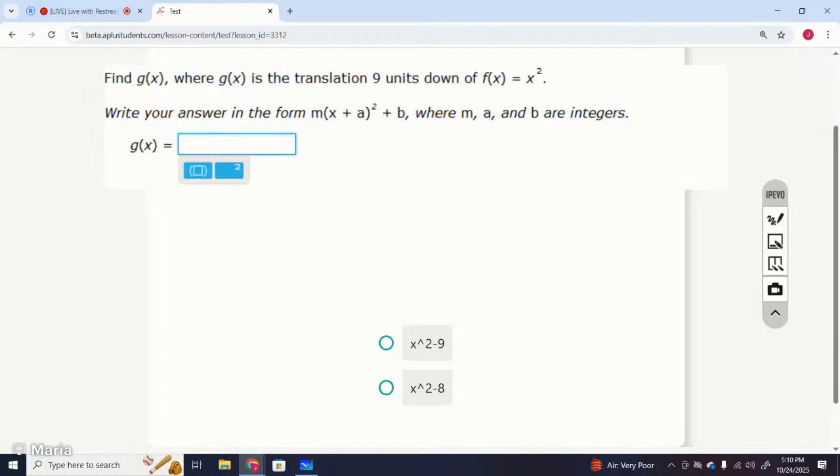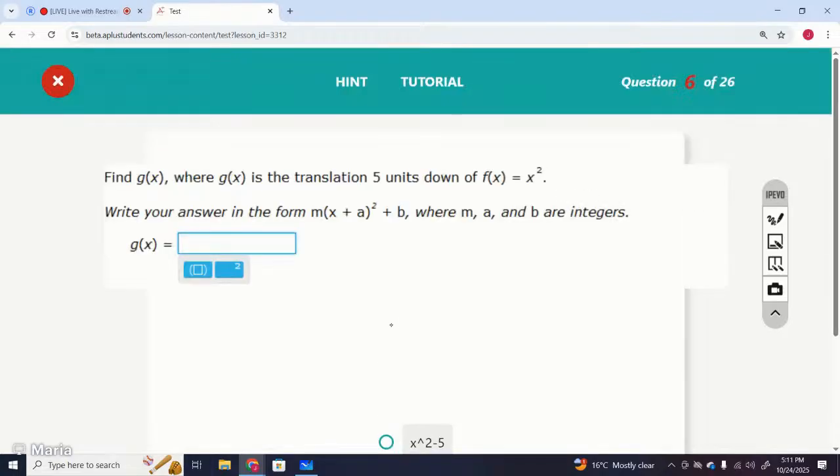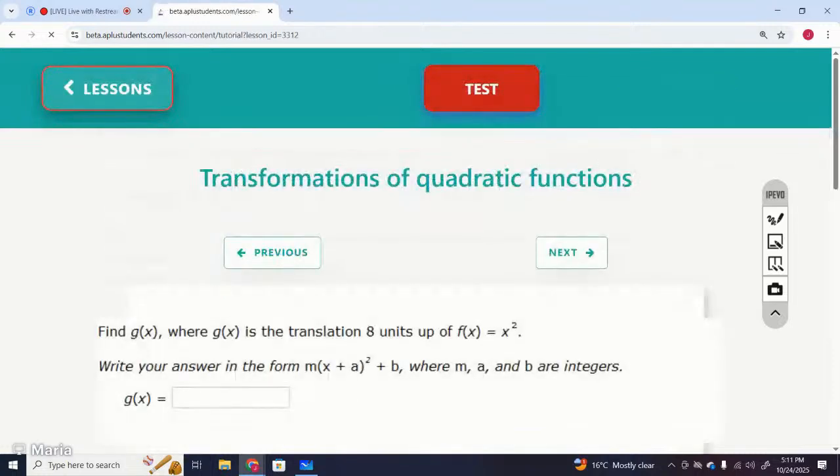Find g of x, where g of x is the translation 9 units down of f of x equals x squared. That is x squared minus 9. Option number 1 is the correct option. Okay, you can complete the lesson by yourself later today. Let me just move on to the next lesson.